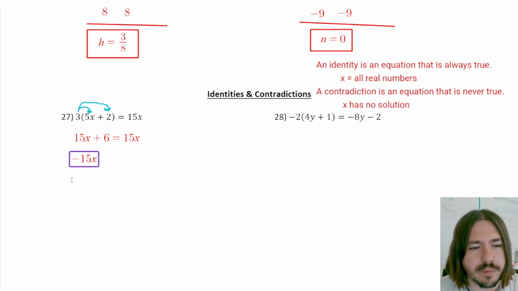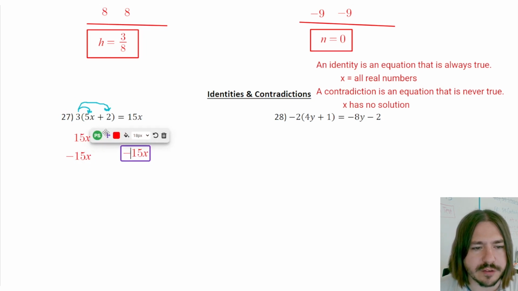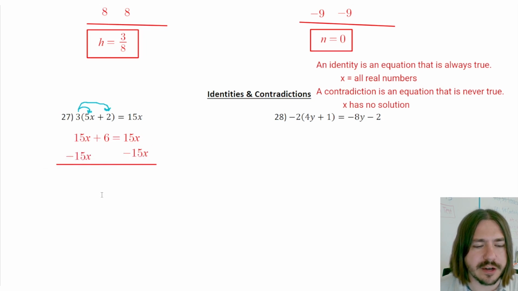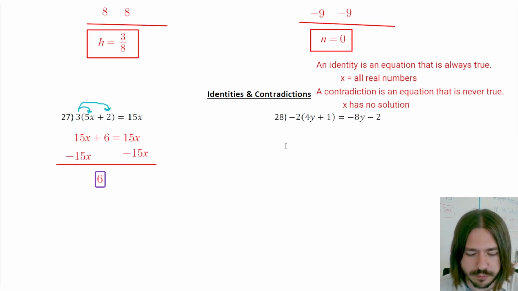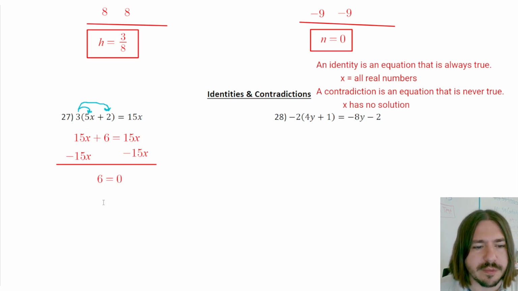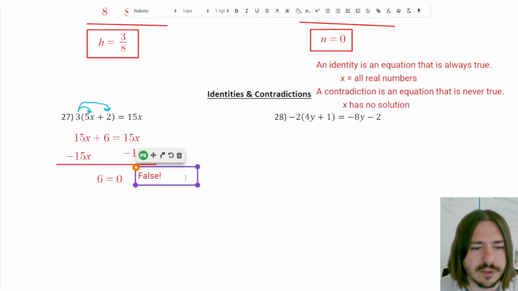And that is when you go to combine your linear terms, they'll all cancel out. In other words, you'll basically lose all of your variables. And so once that happens, you'll be left with either a true statement or a false statement. Then we can decide whether it's an identity or a contradiction. So if I subtract 15x from both sides, you see that they cancel out on the left and the right-hand side. When everything cancels out from one side, you're just left with 0. And so we get this statement, 6 equals 0, which is obviously false.